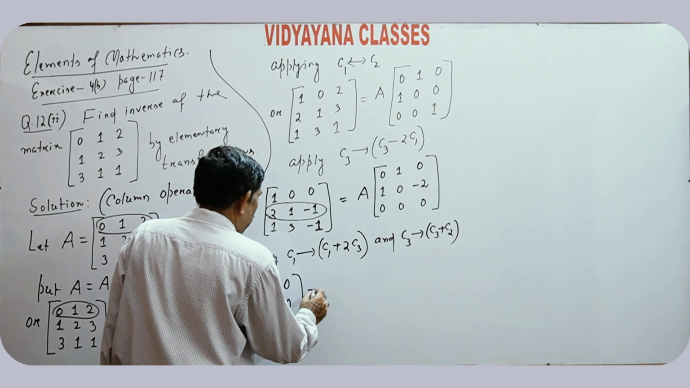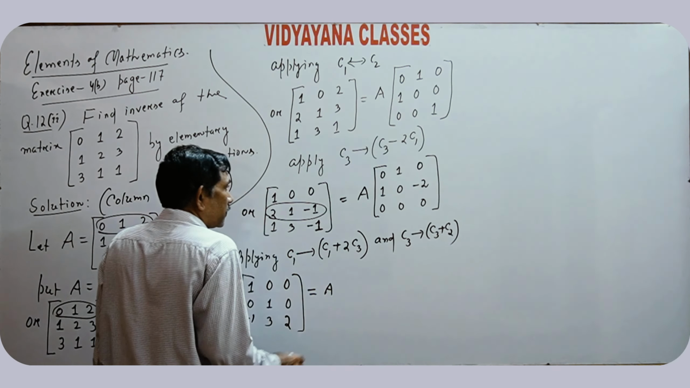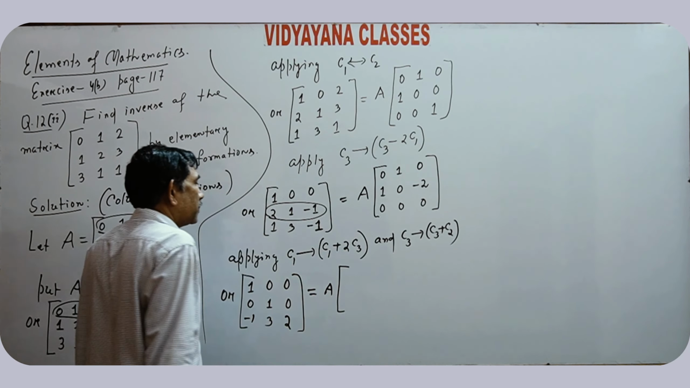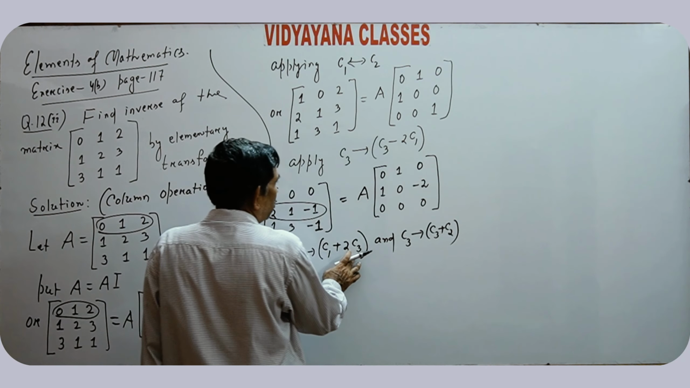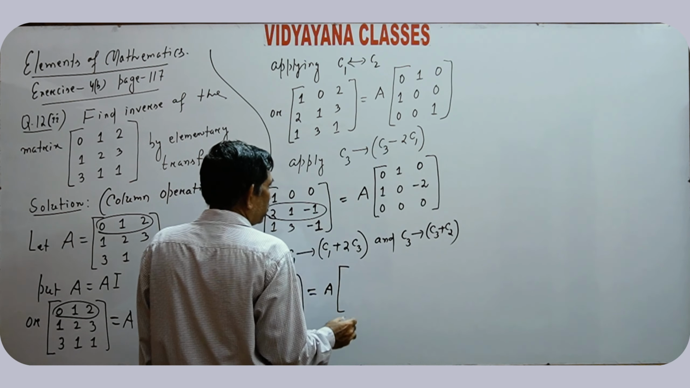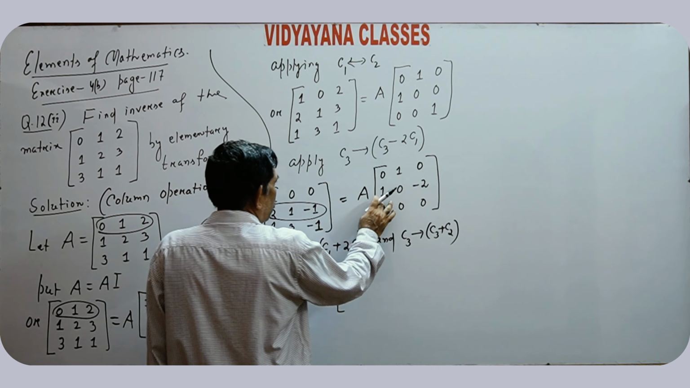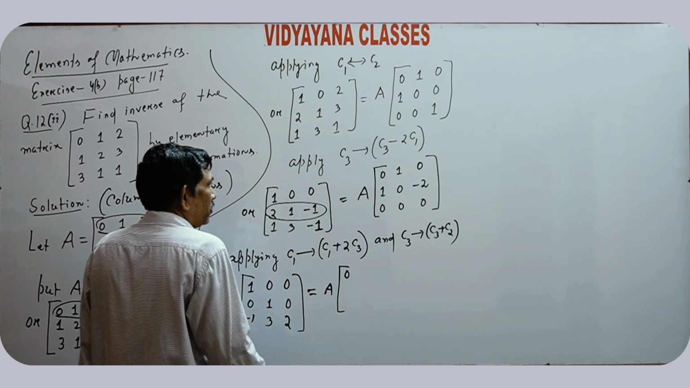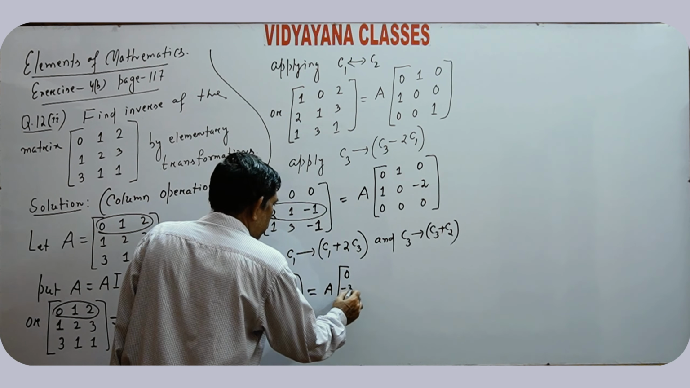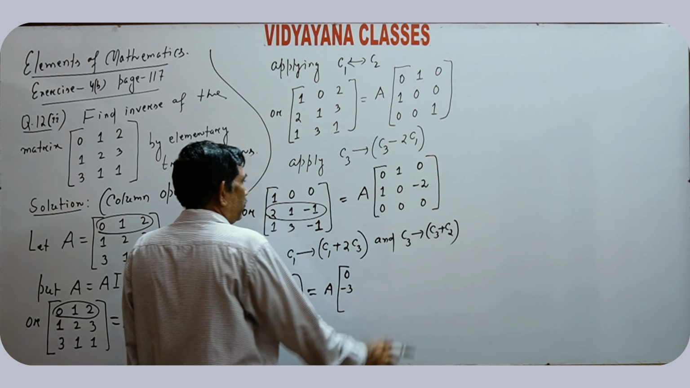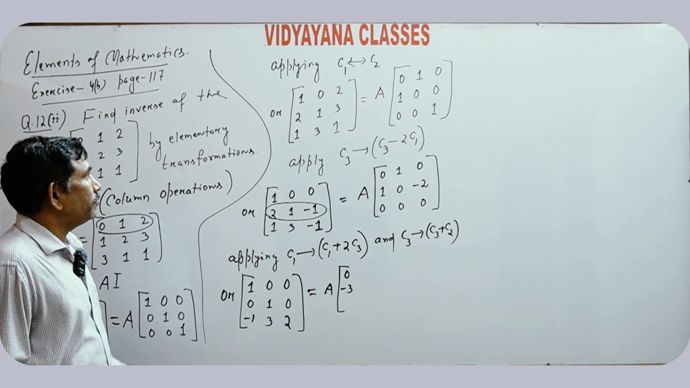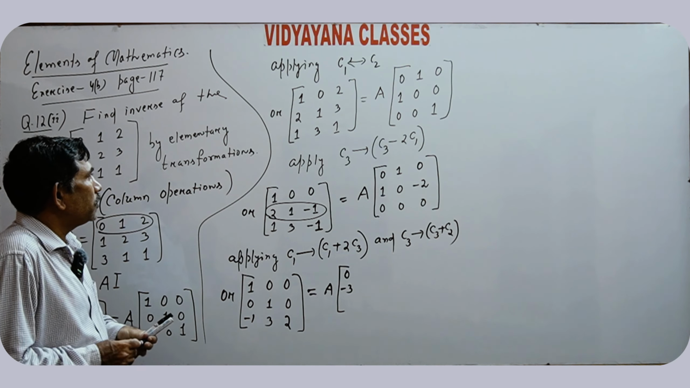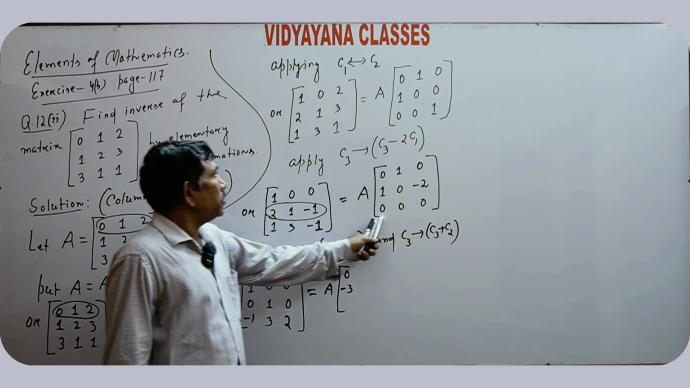In the right hand side, A into I: column 1 is replaced by column 1 plus 2 times of column 3, 0 plus 2 times of 0, that is equal to 0, 1 minus 4, that is minus 3, 0, 0, 0, 1.